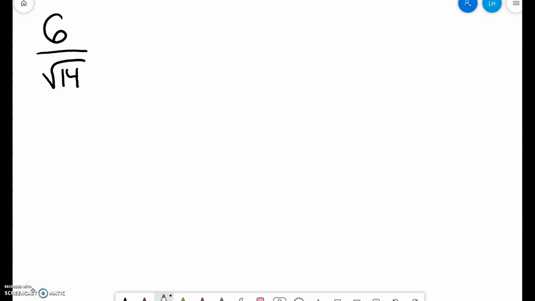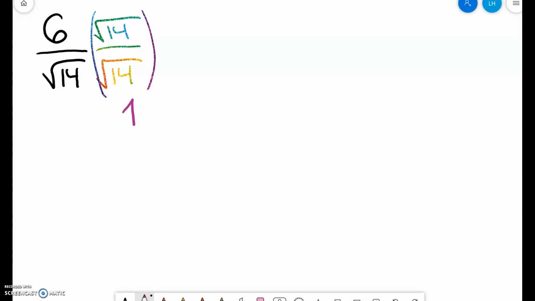Okay, so when I'm simplifying this problem, 6 over the square root of 14, why can't I just go ahead and multiply the denominator by the square root of 14? The reason is that would change the value of the problem. I want you to look at this sparkly rainbow number I have here, square root of 14 over square root of 14. What number is that really? This is just 1. So multiplying, I like to call it 1 in disguise.